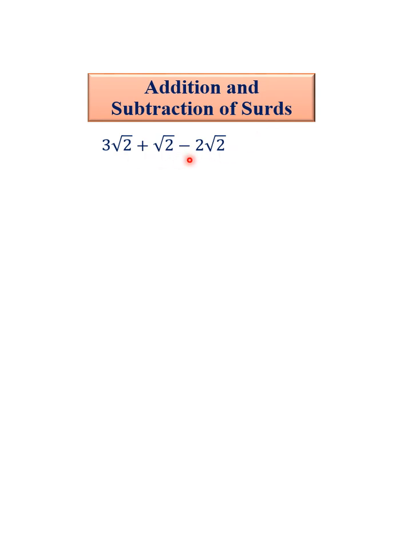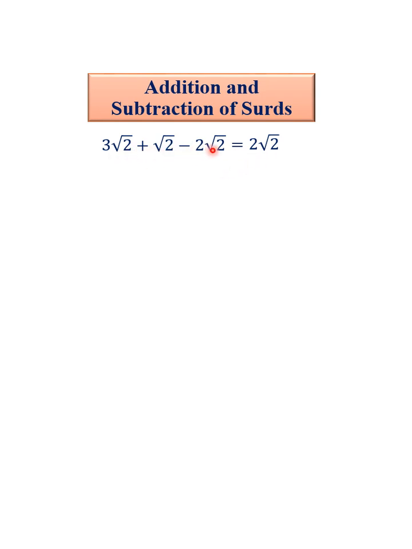If you're given this kind of question, how do you solve it? We have 3 root 2 plus root 2 minus 2 root 2. The answer is 3 root 2 plus root 2 gives us 4 root 2. 4 root 2 minus 2 root 2 gives us 2 root 2. So the answer is 2 root 2.